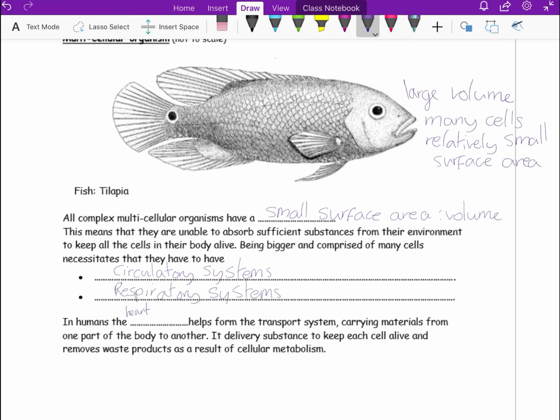Moving to think about humans then, our transport system comprises the heart, the blood and the blood vessels, and that's what a large bulk of this topic is about. And so the next bit that we're going to be talking about is the circulatory system of humans as a whole, but also about the heart.